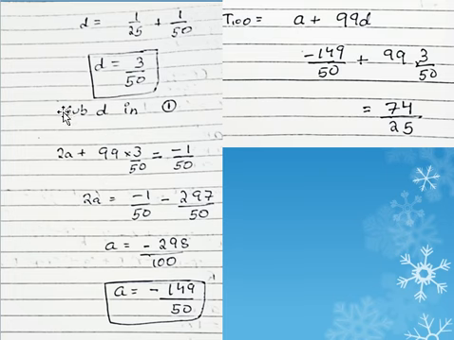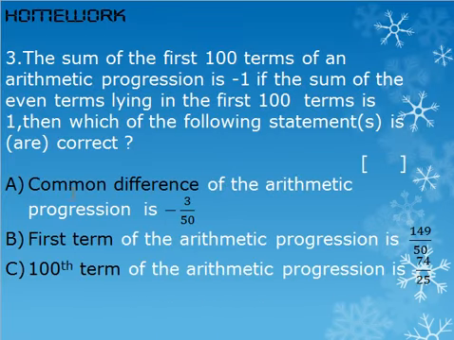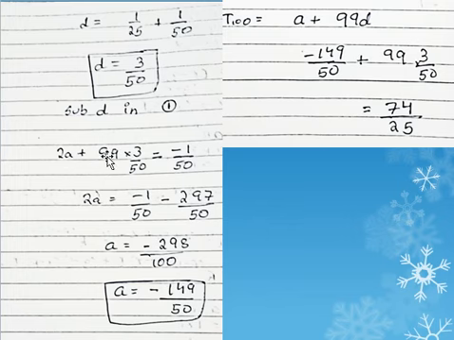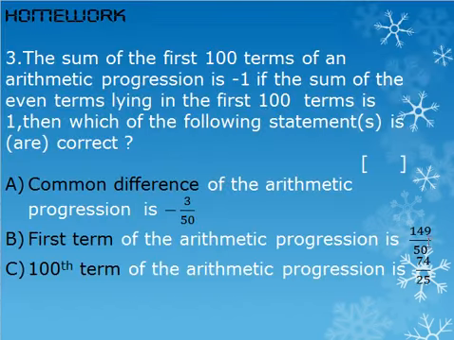Now I'm going to substitute the value of d in equation 1 over here, and I'm going to get the value of a. Again, we got the common difference as 3 by 50, but the first option states that it is minus 3 by 50, so it's wrong, it's not the correct one. And if I substitute that, I'm going to get the value of a as minus 149 by 50, which is also wrong. It is negative 149 by 50.